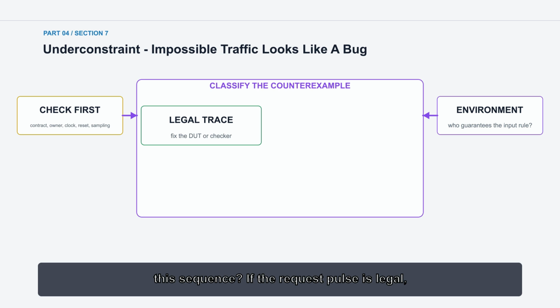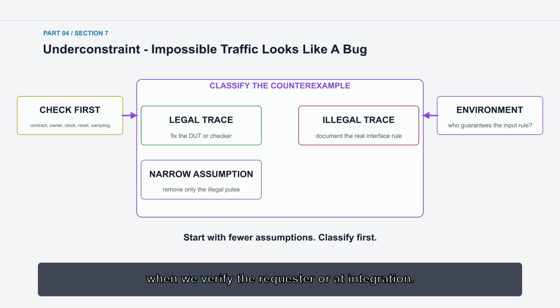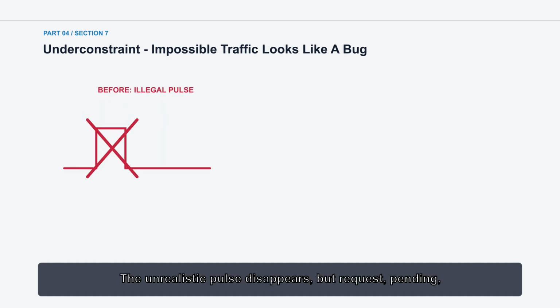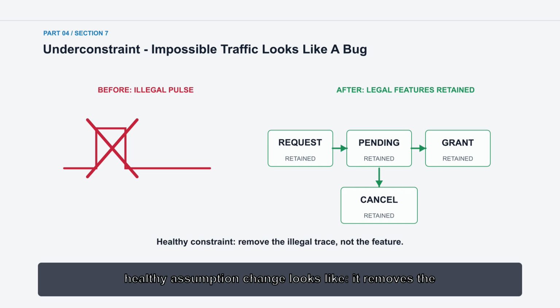If the request pulse is legal, the DUT or property must handle it. Adding an assumption would hide a real requirement. If the request pulse is illegal and the requester guarantees stability, then the narrow stability assumption is appropriate here. We should also verify that guarantee when we verify the requester or at integration. The unrealistic pulse disappears, but request, pending, grant, and cancellation remain reachable. This is what a healthy assumption change looks like. It removes the documented illegal behavior without killing the feature.